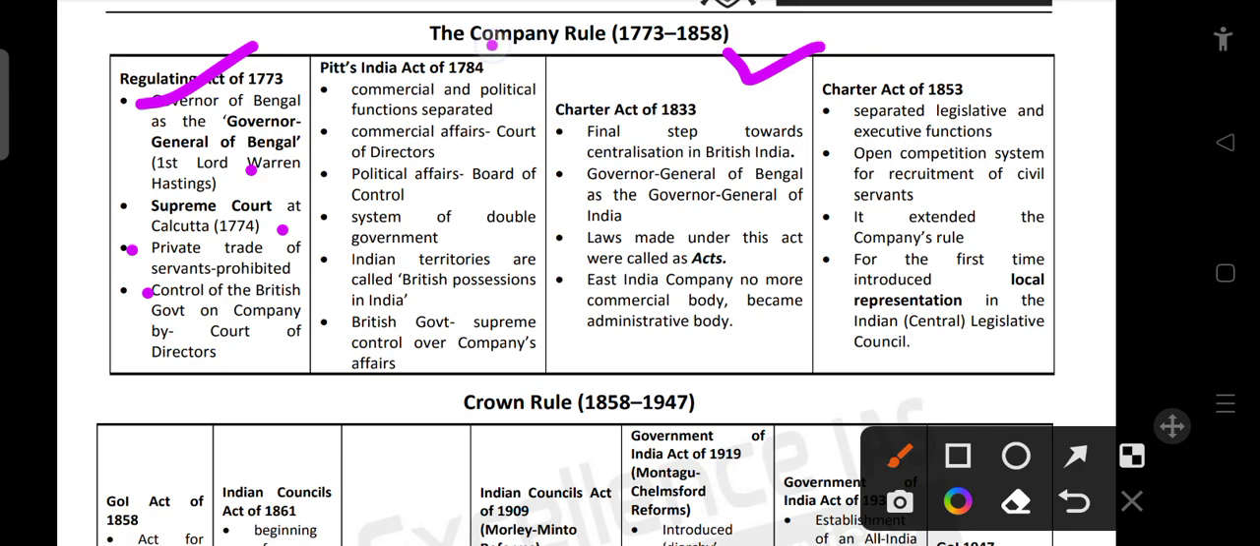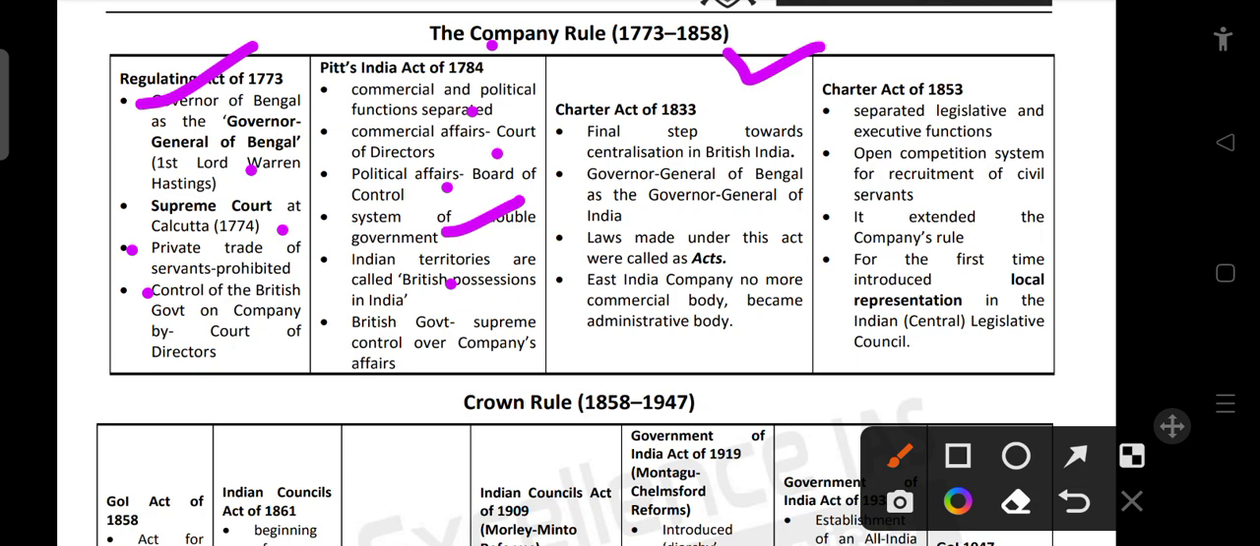Then Pitt's India Act 1784: commercial and political functions were separated. Commercial affairs were taken care of by the Court of Directors (COD), and political affairs were taken care of by the Board of Control (BOC). The system of double government was formed this way during Pitt's India Act, and Indian territories were called British possessions in India for the first time. The British government had supreme control over the company's affairs.